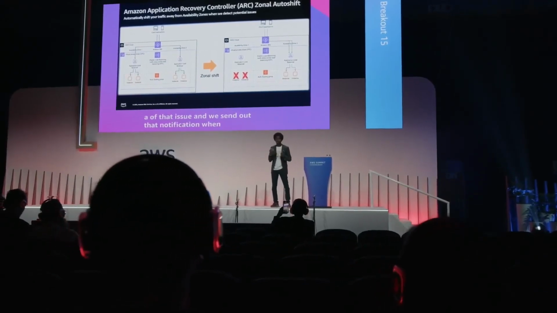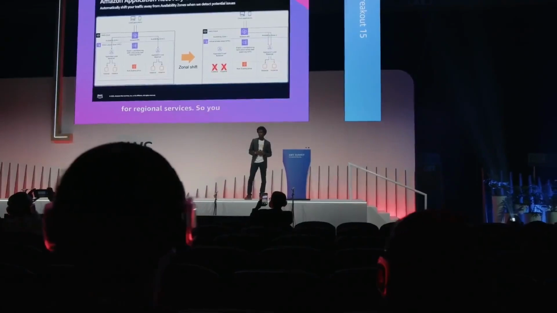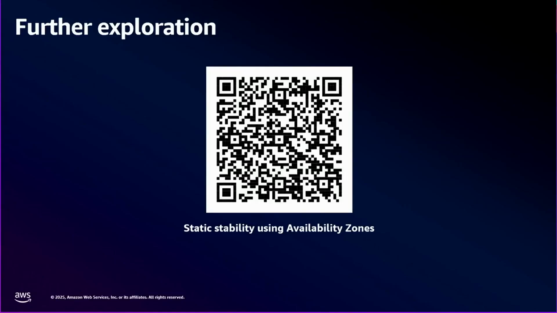You can also implement it in notification-only mode, such that when AWS detects a problem with an AZ, you get notified of that issue. We send out that notification when AWS itself starts evacuating an AZ for regional services. So you can also take advantage of that same signal AWS is using for its services. There's also a very good blog post on this. Again, we try to be very direct in this session about what the recommendations are. So take a look at the blog post about how to use availability zones to achieve static stability.